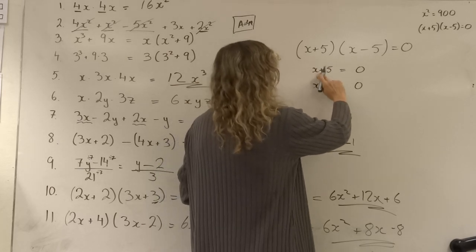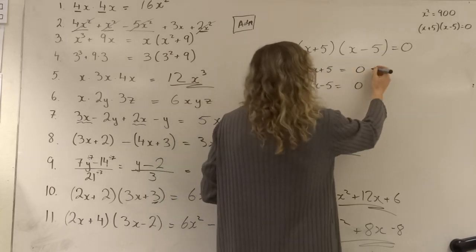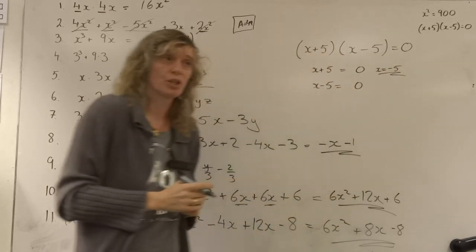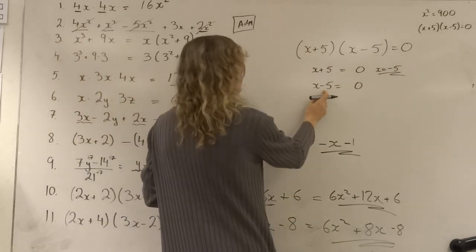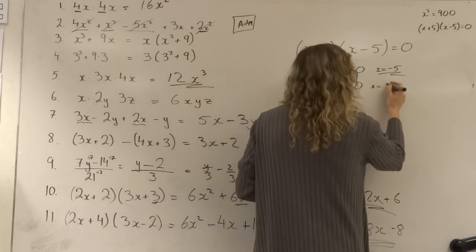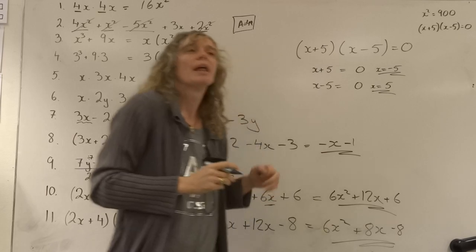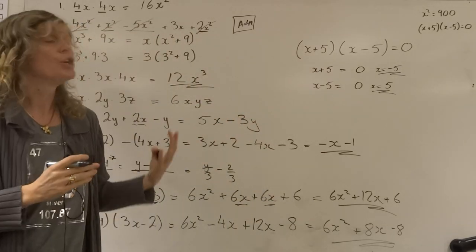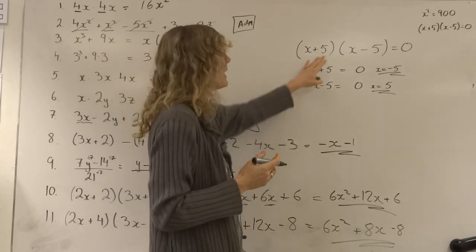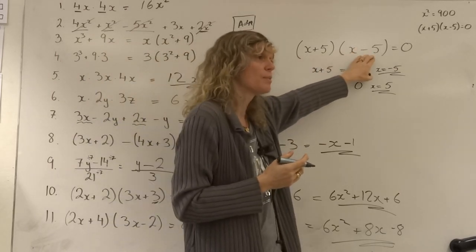You can see when you rearrange this and move that 5 over to the other side, you get x equals minus 5 as one of your solutions. And here, if you move the 5 over to the other side, it becomes positive. You get x equals 5 as your solution. That looks a bit new for you. We haven't looked at them in that way. But it's really easy when you get two factors multiplied by each other.